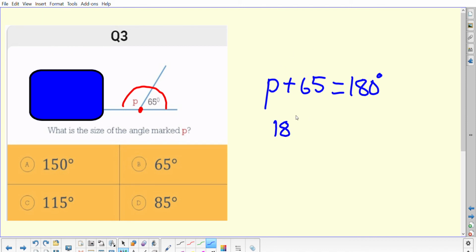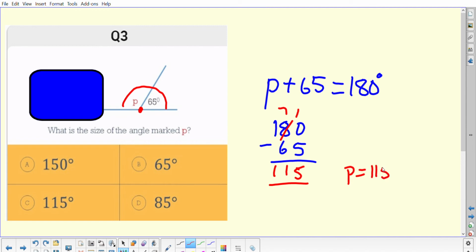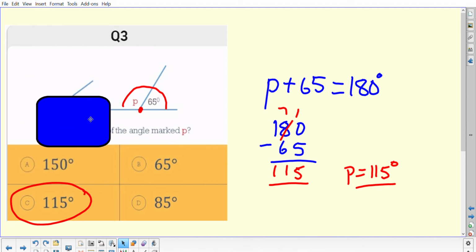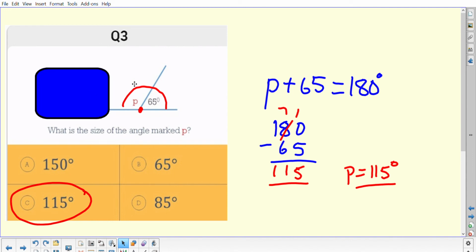So to work out the missing one, if you do 180 take away your 65, then we would find the angle that you're looking for. So this angle of P is actually equal to 115 degrees. So it would be an answer C that you should have been choosing there. Like I say, this is just additional information. That 30 degrees is nothing whatsoever to do with these two angles here.